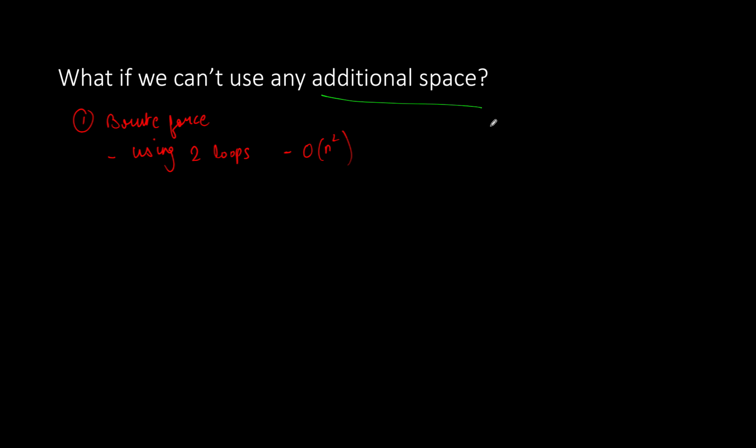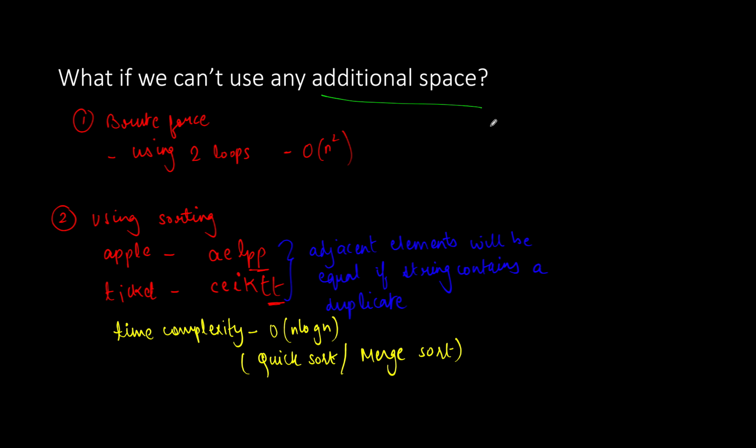So here the brute force is less optimized than the previous hash set solution, but since we are given a constraint that we cannot use any additional space, one option is brute force with order of n square. Now the next solution is we can use sorting. For example, we can sort the entire string and iterate over it, comparing the adjacent elements. If adjacent elements are equal, then the string contains a duplicate.